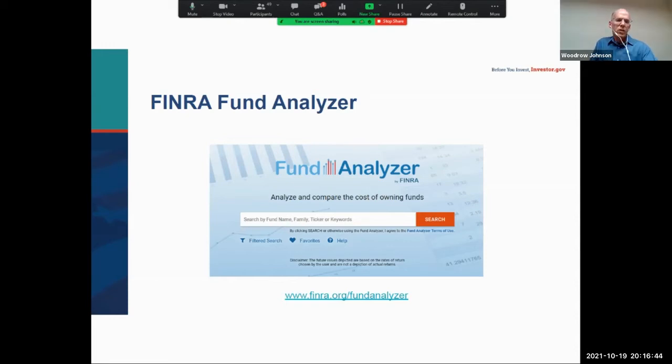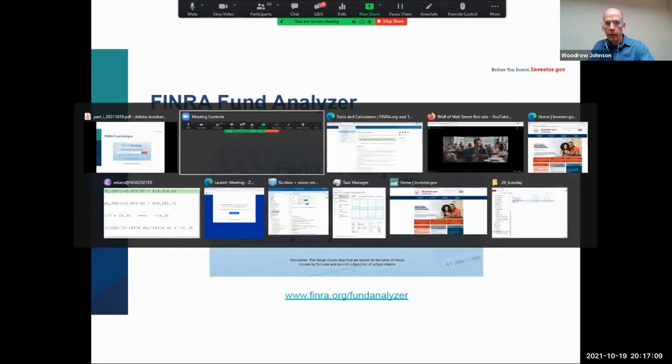If you go into your favorite search engine and type in FINRA Fund Analyzer, or just Fund Analyzer by itself, you should very quickly get to the FINRA website, finra.org. And on that, there's a tool to give you some free information about mutual funds. Actually, let me show you here really quickly. I'm compelled to show you this tool.